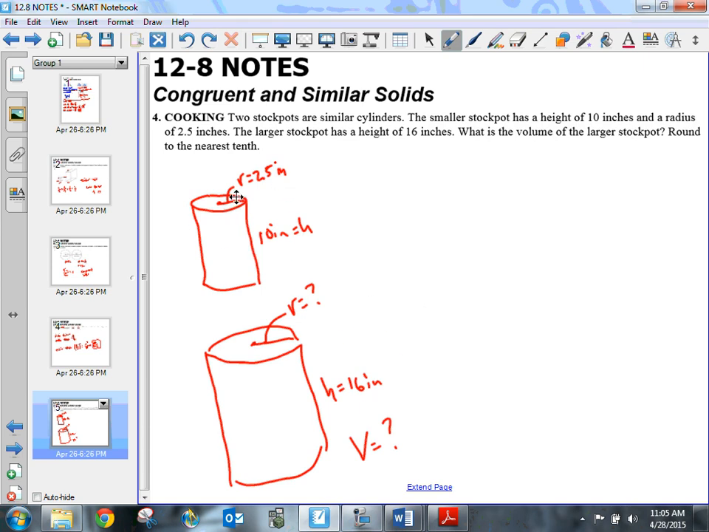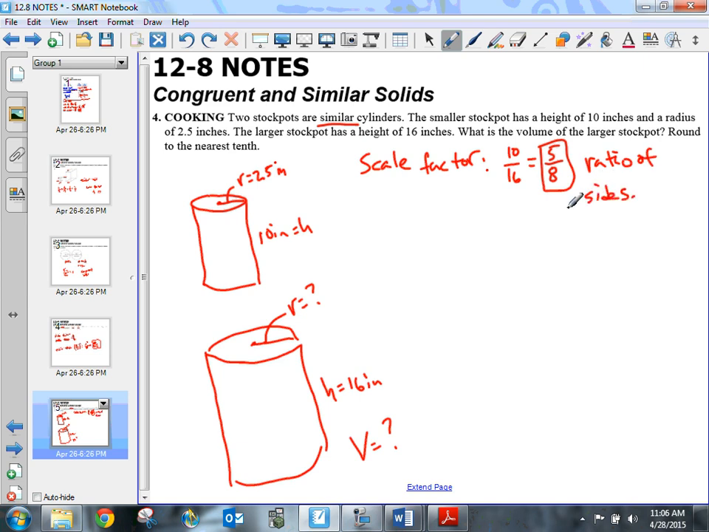Now what I can do, this is kind of a tricky problem, all right? Let me find my scale factor. Okay, I know that these are similar. It tells me that they're similar. So I have a scale factor. And I'm going to take this height divided by this height. I'm going to take 10 over 16, all right, which is equivalent to me, if I take both of those and divide it by 2, I get 5/8. Okay, so that's my scale factor.